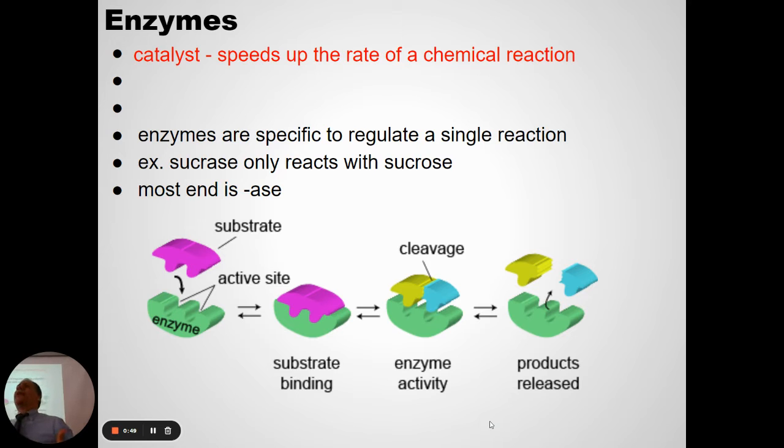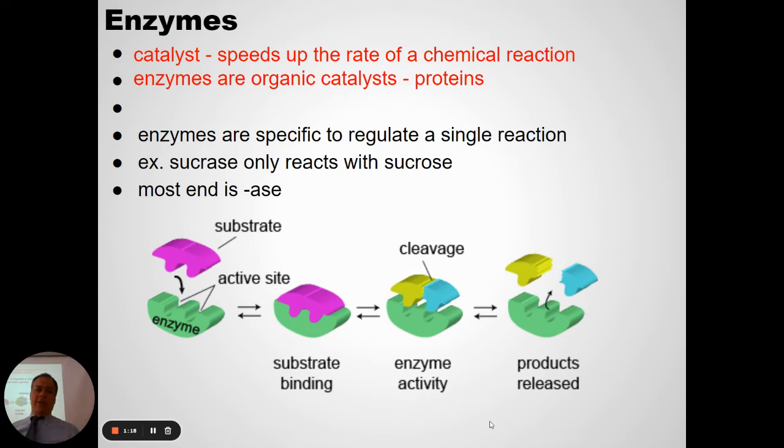Basically, we stay alive because of millions of small chemical reactions going on in our cells and our bodies all the time. And our body needs these special proteins called enzymes to allow all of those chemical reactions to happen. So the term for that is a catalyst. A catalyst is a molecule that speeds up a chemical reaction. And enzymes are organic catalysts. They're proteins that do that. They speed up these chemical reactions.